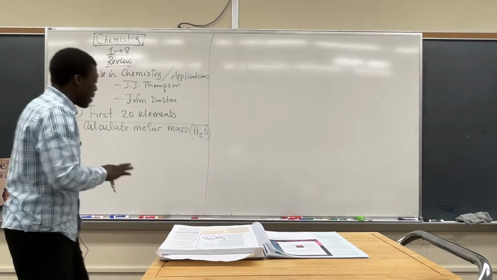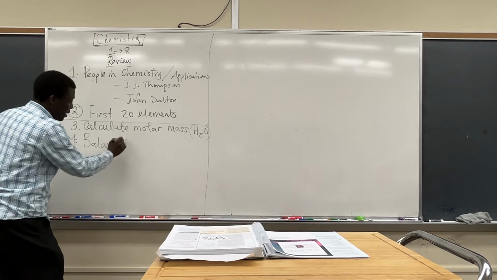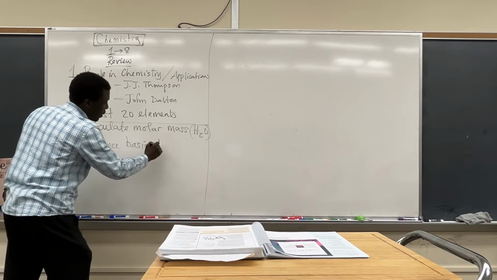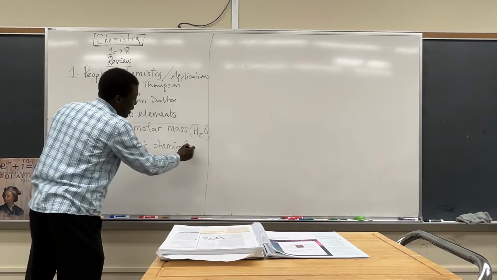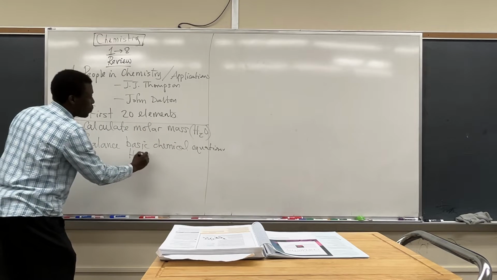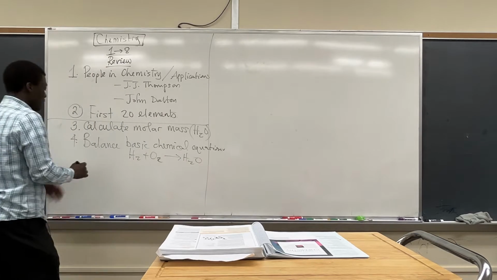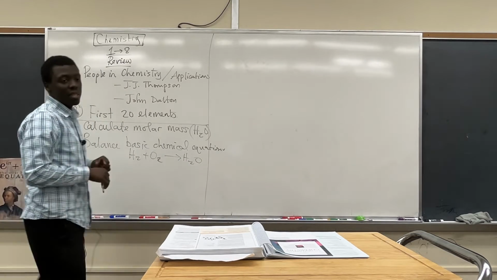Number 4, so we have 1, 2, 3. Number 4, we should be able to balance basic equations, okay? So balance basic chemical equations. Nothing too fancy. The formation of water, if we take H2 plus O2 and it forms H2O, can you balance that, right? That would be a very good thing to do. So that's number 4.